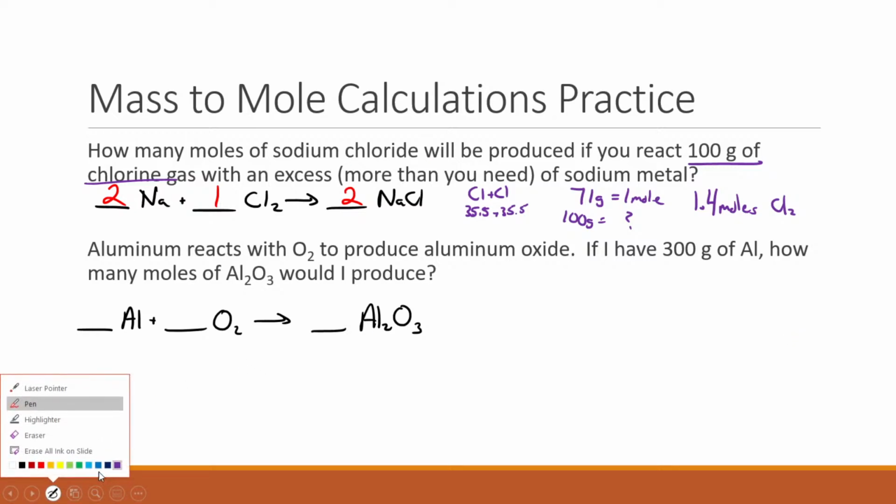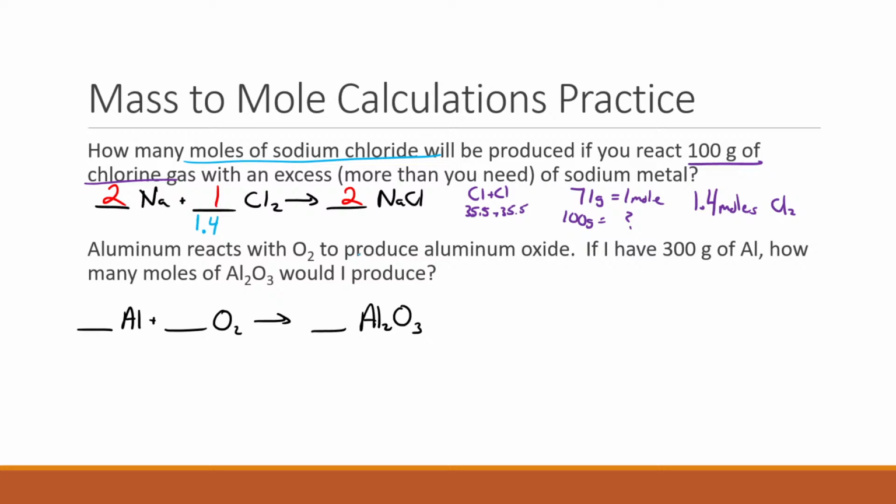Now that we have moles, we can plug that number into our mole ratio. They're asking us for moles of sodium chloride. So 1 over 1.4 equals 2 over x. 1 over 1.4 equals 2 over 2.8 moles of NaCl. And that is going to be our answer here.